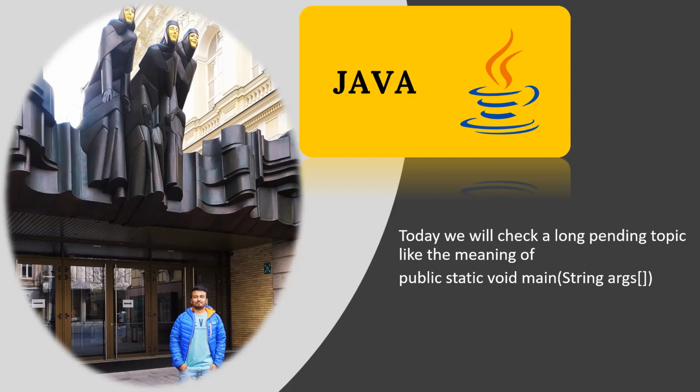So from the very first day, we are writing this line, public static void main String args. But at the first class, if you can remember, I told you that you do not need to understand the meaning of that line, just write the program inside. But this is the time we have learned what import java.util.* means. We know the meaning of class, but we are still pending with this line.